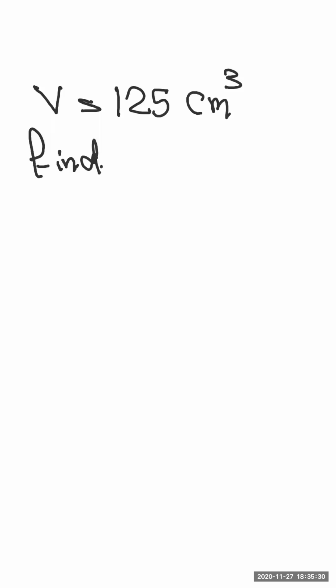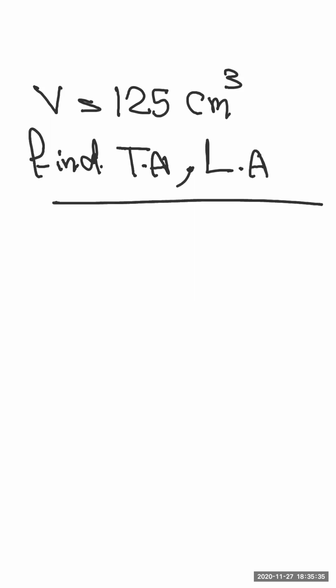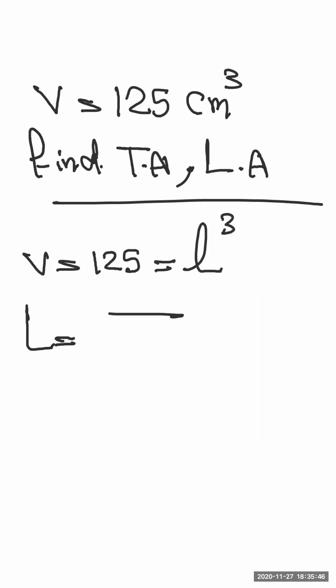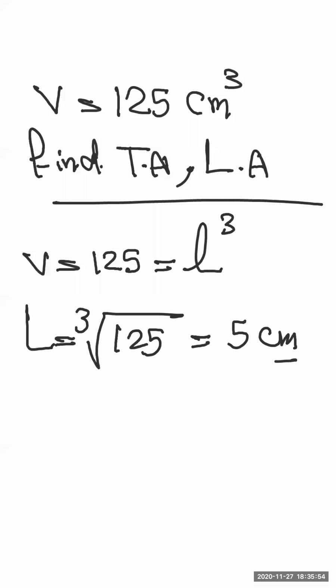Okay, I'm going to solve one example related to the cube. A cube with a volume of 125 cubed centimeters. Find the total area and lateral area. Now volume equals 125, which is equal to L power 3, right? So L will equal, of course, the cubic root of 125, which will equal 5 centimeters. Now I got the side length. Now it's very easy to get the remaining.